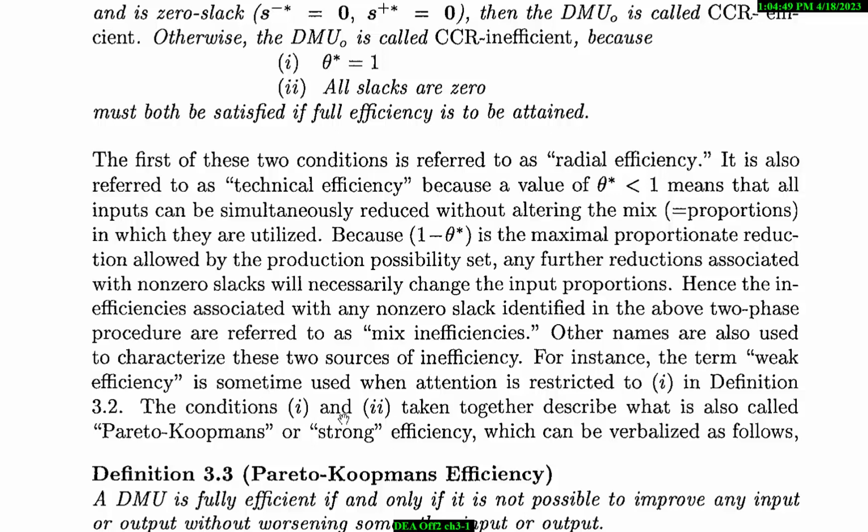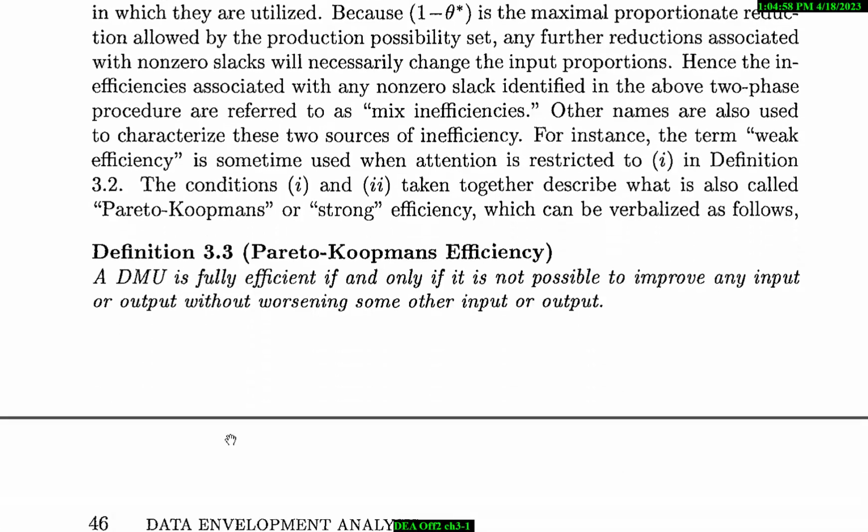Conditions 1 and 2 together describe what is also called strong efficiency or Pareto-Koopmans efficiency, which we have in definition 3.3. A DMU is fully efficient if and only if it is not possible to improve any input or output without worsening some other input or output.